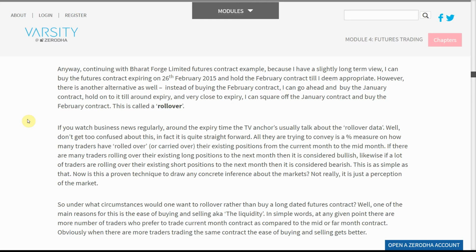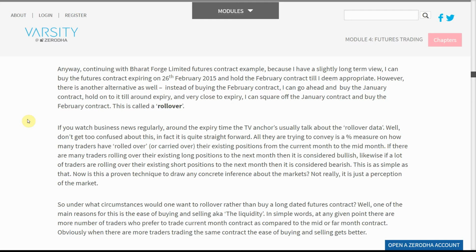All they are trying to convey is a percent measure on how many traders have rolled over or carried over their existing positions from the current month to the mid-month. If there are many traders rolling over their existing long positions to the next month, then it is considered bullish. Likewise, if a lot of traders are rolling over their existing short positions to the next month, then it is considered bearish. This is as simple as that. Now, is this a proven technique to draw any concrete inference about the markets? Not really. It is just a perception of the market.